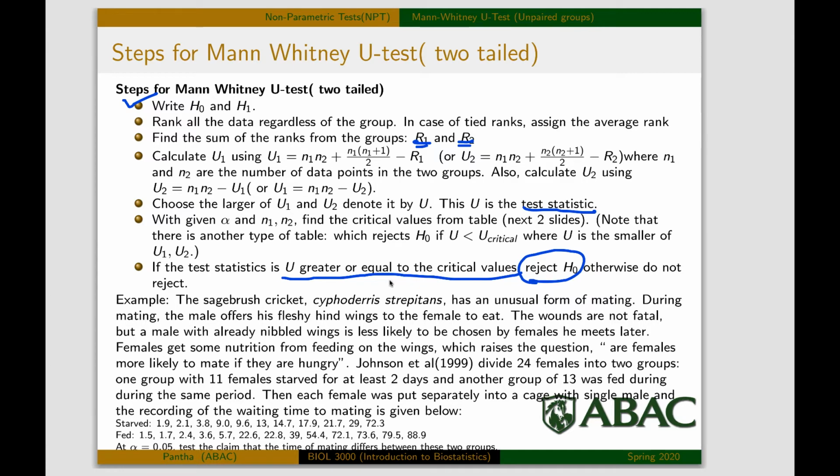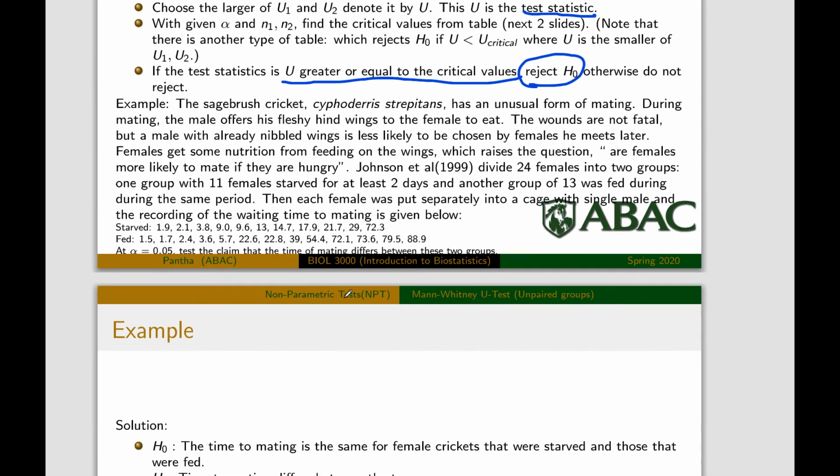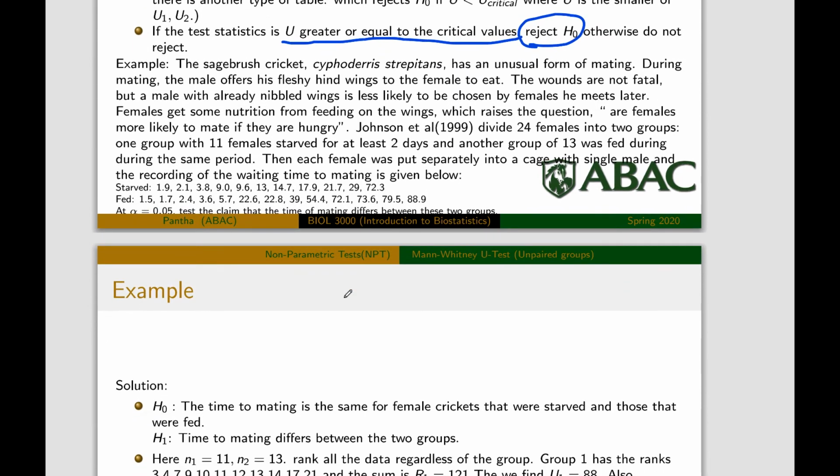Let's take an example. On this example you can see the sagebrush cricket has an unusual form of mating. During mating, the male offers his fleshy hind wings to the female to eat. The wounds are not fatal, but a male with already nibbled wings is less likely to be chosen by females he meets later.